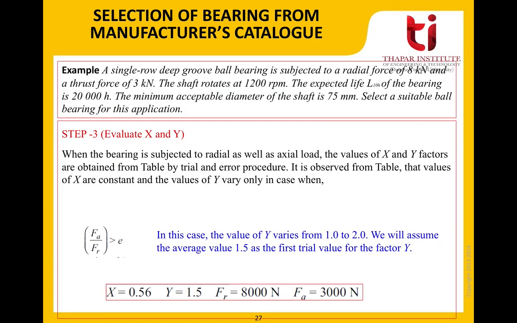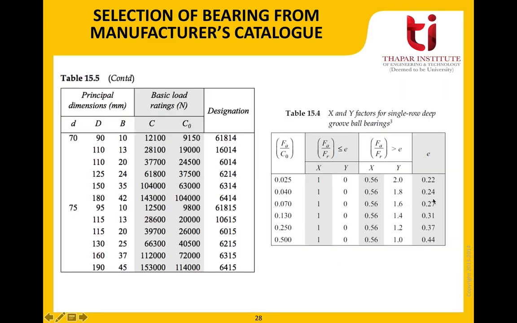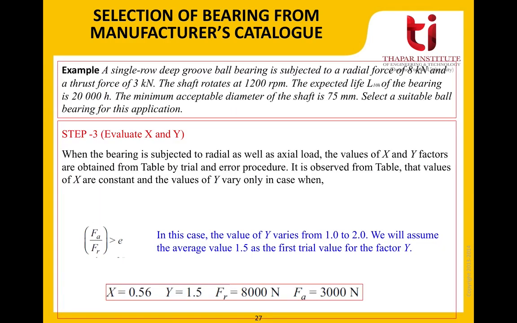Now, in this case, the value of Y, as I mentioned, varies from 1 to 2. We will assume the average value 1.5 as the first trial value for the factor Y. I hope you remember when I was talking about the theory of going through these 7 steps, in step 3, I mentioned that we need to have a trial and error approach. So this is the point that I was mentioning. By trial and error, we are just assuming that the value of Y can be 1.5, and then we'll conduct the entire process and check if our assumption is true or not.